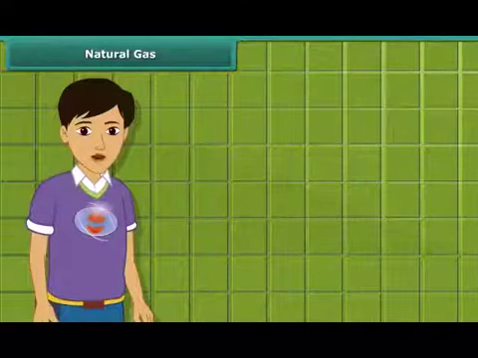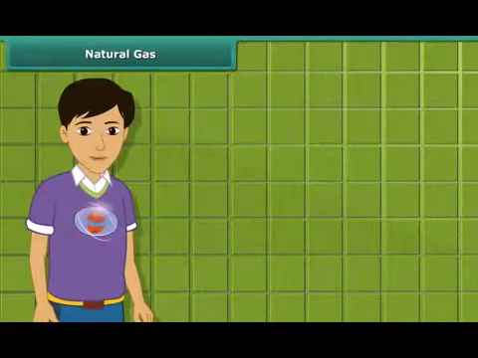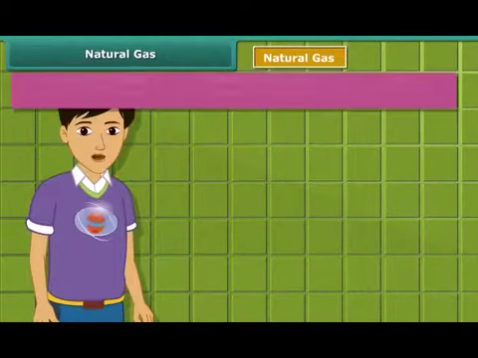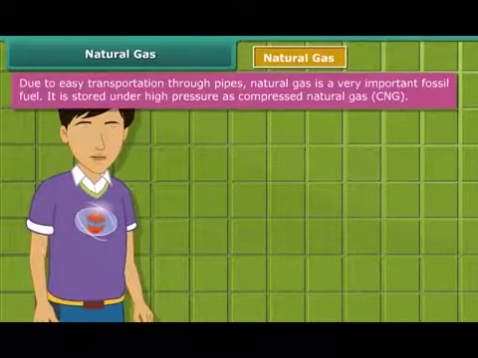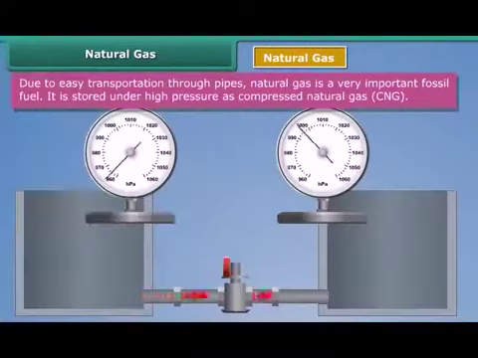Now let's move on to our next exhaustible natural resource. This is natural gas, also known as compressed natural gas or CNG. It is stored under high pressure as compressed natural gas, CNG.